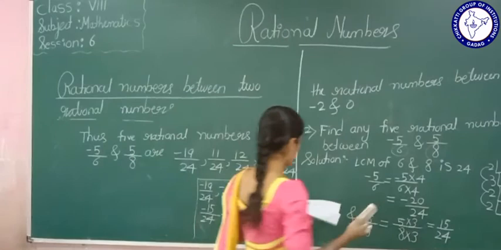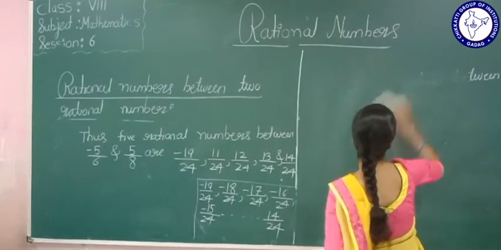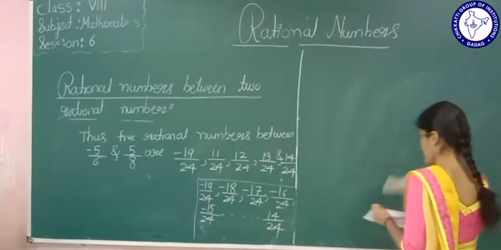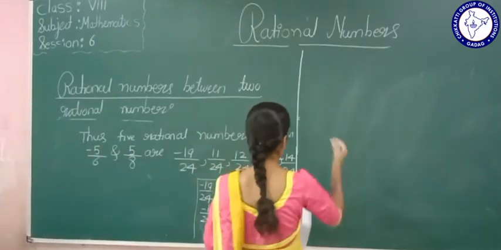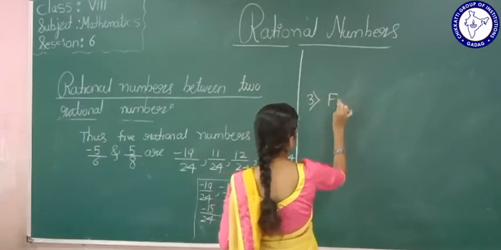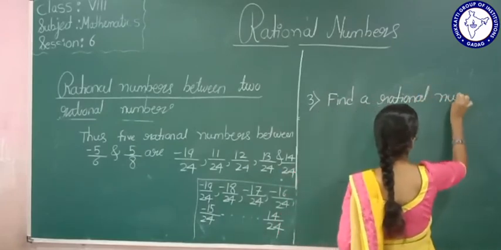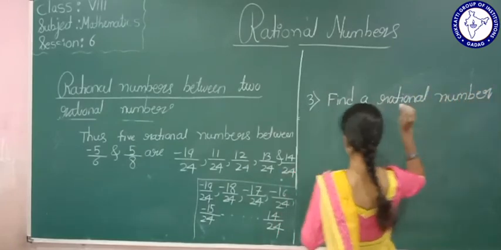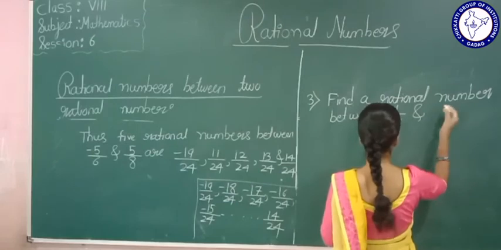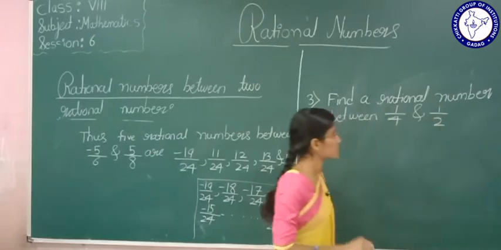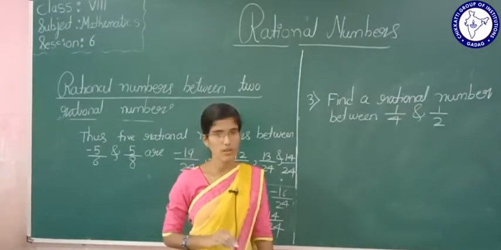Okay. So next question. So third one. Find a rational number between 1 by 4 and 1 by 2. Now here we have to find the rational number between 1 by 4 and 1 by 2.